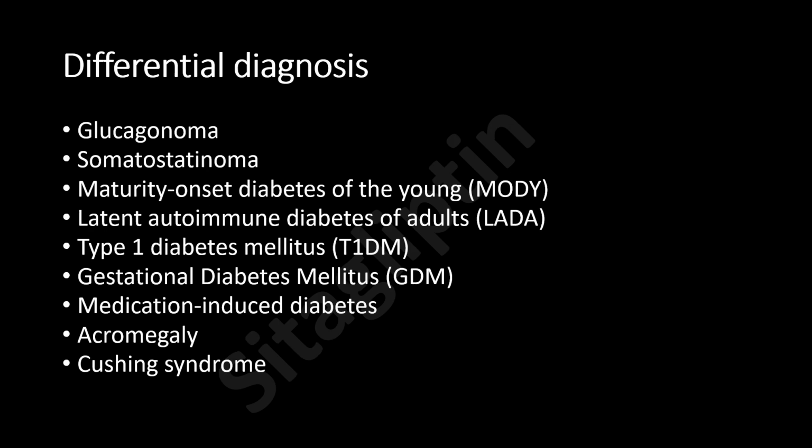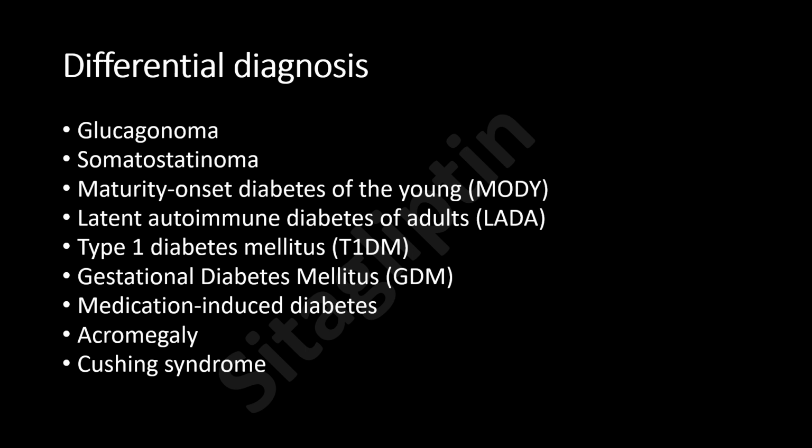Talking about the differential diagnosis, it is very important to note that there are a bunch of disorders which can present with similar symptoms to that of T2DM. Glucagonoma, which is basically a tumor that produces glucagon in excess, can mimic features of T2DM. In fact, all of these can mimic symptoms of T2DM.